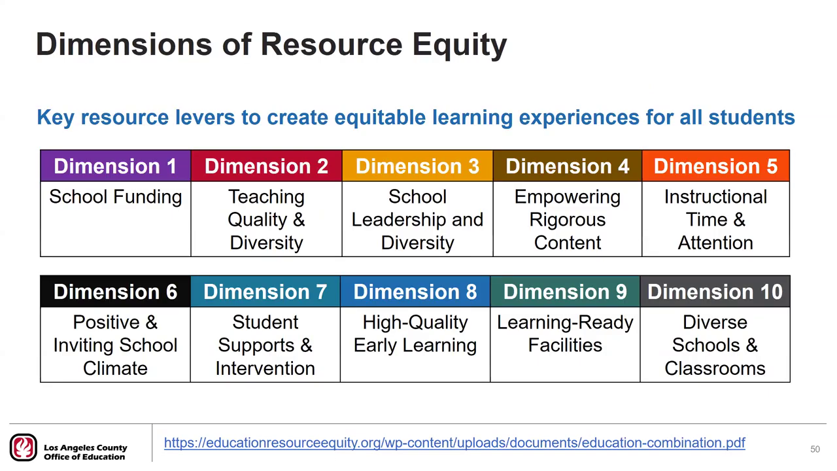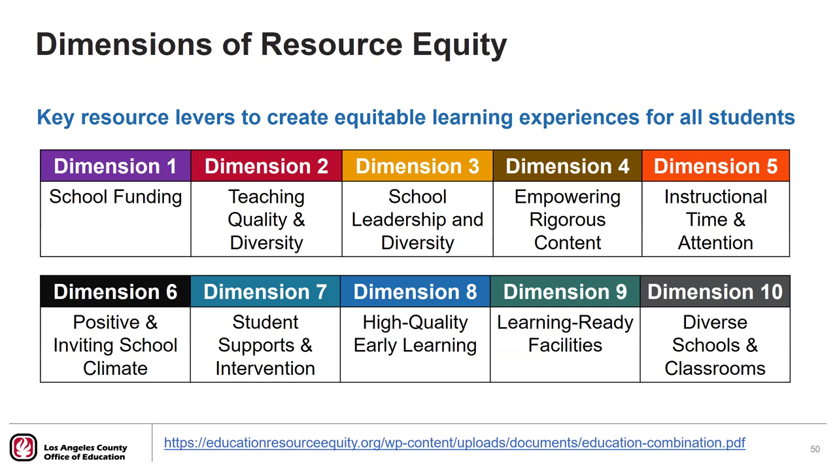So from the previous slide, here's the resource from the Alliance for Resource Equity for districts and schools seeking to review potential resource inequities. For those of you who are here today, I'm very confident that you're already familiar with many of these concepts. What we're focusing on now is how to apply these dimensions to identify and address resource inequities effectively. The 10 dimensions of resource equity include school funding, teacher quality and diversity, school leadership and diversity, empowering rigorous content, instructional time and attention, positive and welcoming school climate, student support and interventions, high quality early learning, learning ready facilities, and diverse classrooms, schools and communities.